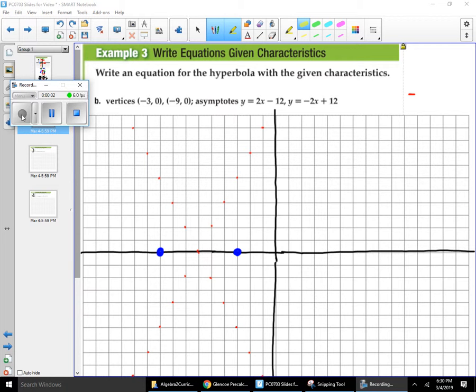All right, here we go again. Example 3B. Once again, they gave us a couple of vertices, which I've graphed in blue. And then they gave us a few asymptotes. Unfortunately, they screwed up their signs here. I'm going to give the textbook manufacturer the benefit of the doubt here and assume what they meant was 2x plus 12 and negative 2x minus 12.